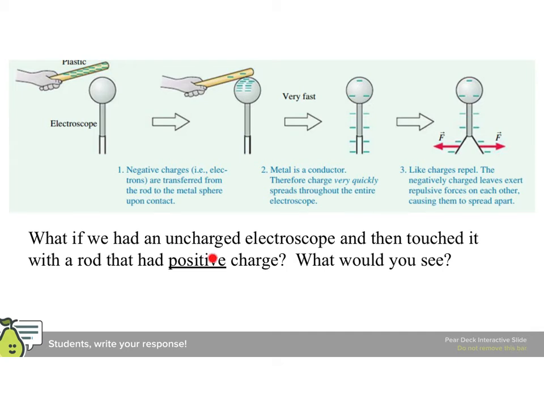What if it had been a positive rod? You'd see exactly the same thing. In this case, electrons would flow off of the sphere onto the rod. That would leave some electrons down here, which would then be attracted to the isolated plus charges up here, leaving positive charges on both leaves, which again would repel.